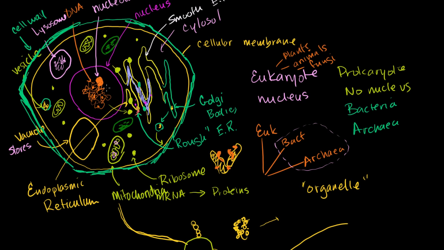And then to actually give the cell its structure, you have these things called microfilaments, or sometimes actin filaments. These are little pipes that go throughout the cell. They help give the cell its actual structure in three dimensions. And they can participate in things moving around within the cell, or even the cell moving around itself.